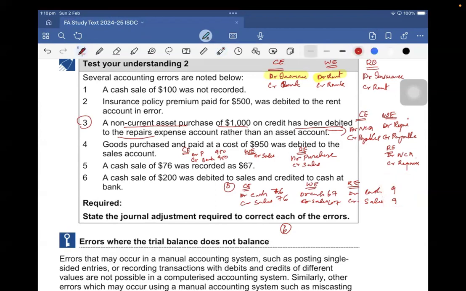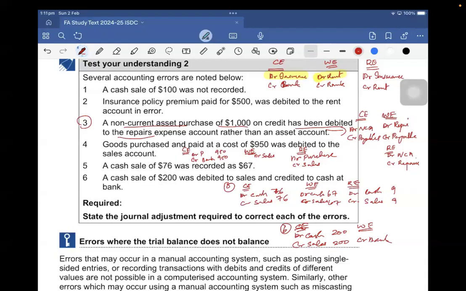Clear? Sixth one, a cash sale of 200 was debited to sales and credited to cash at bank. So what is the correct entry? Debit cash at bank, credit sales of how much? 200, right? What is the wrong entry that they made? Debited sales and credited cash at bank 200, right? It was actually taken on the credit side of the bank. Clear? Understood?